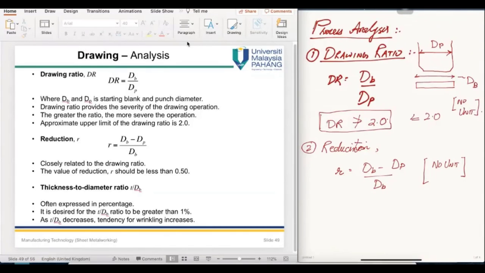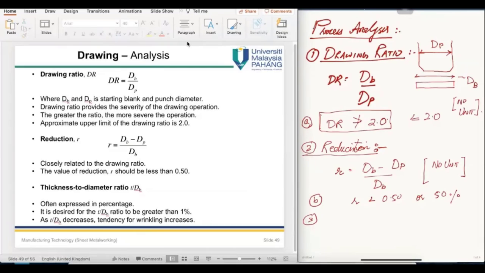Okay, now the rule. So this was, let's say, rule number A. Now there is a rule for reduction as well. Rule number B for reduction is that the value of reduction R should always be less than 0.50, or what you can say 50%. It should be less than 50%, or 0.50, in case you are going to multiply the ratio by 100. Okay, so this was reduction.